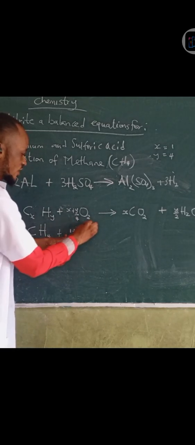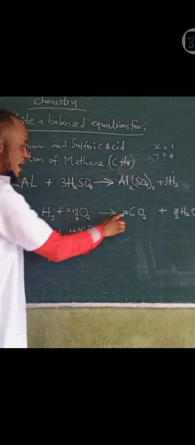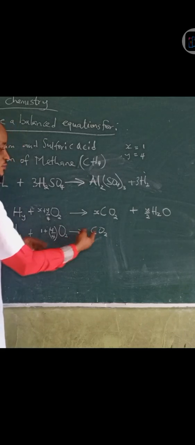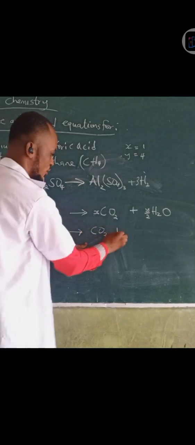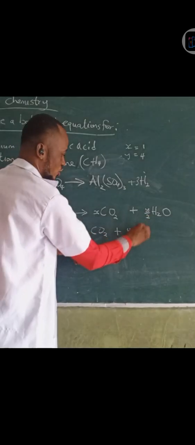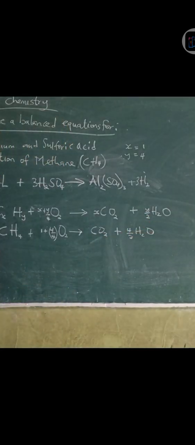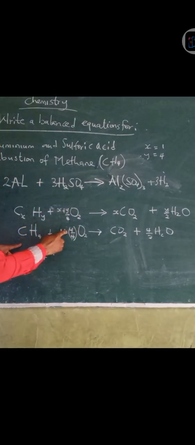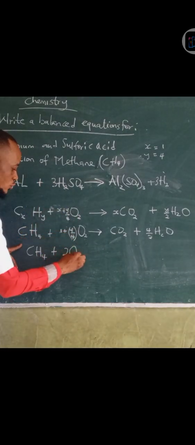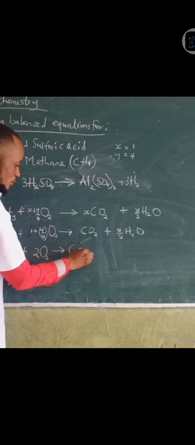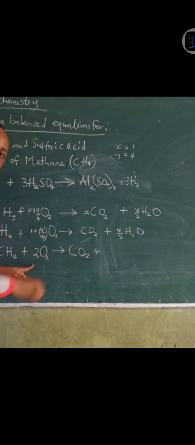Are you seeing it? Then O2, to give CO2 with x still 1. If I write 1 CO2, it is the same thing. Then plus y, which is 4 divided by 2, H2O. Let's come back again. CH4, this is purely methane, plus 4 over 4 is 1. 1 plus 1 is 2, O2, to give CO2 plus 4 divided by 2 is 2, so 2H2O.